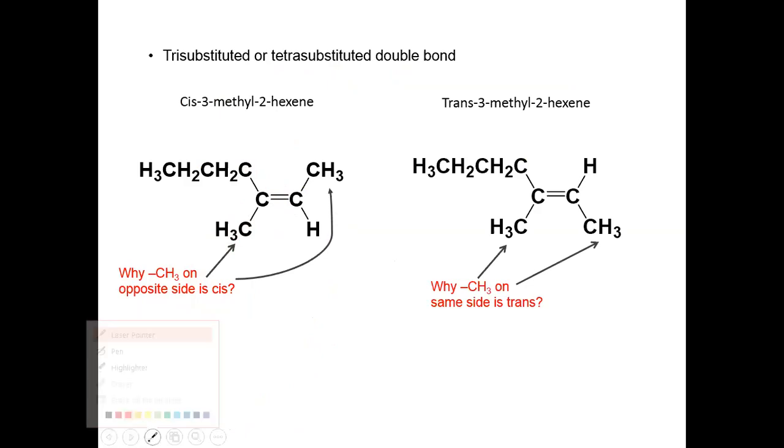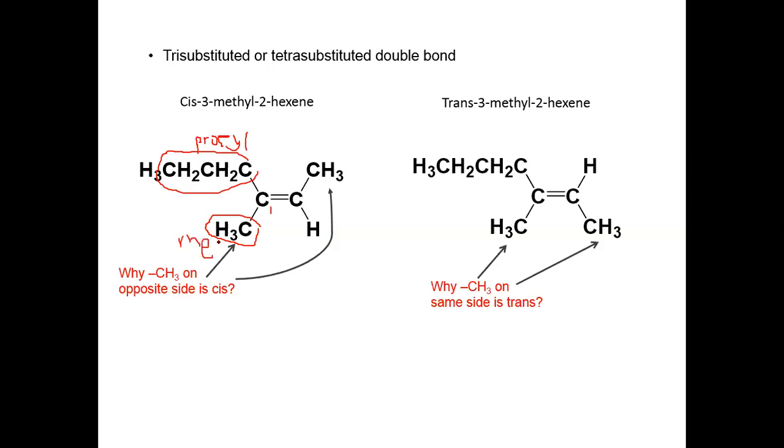Here, let's look at this. You have a methyl group here on carbon 1 and you have a 1, 2, 3, so you have a propyl group here. This is propyl. This is your methyl. This is your hydrogen. This is your methyl. So you have a methyl on the opposite side, but how come it is a cis?